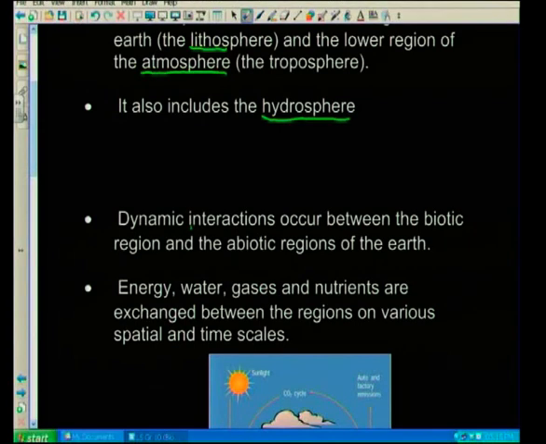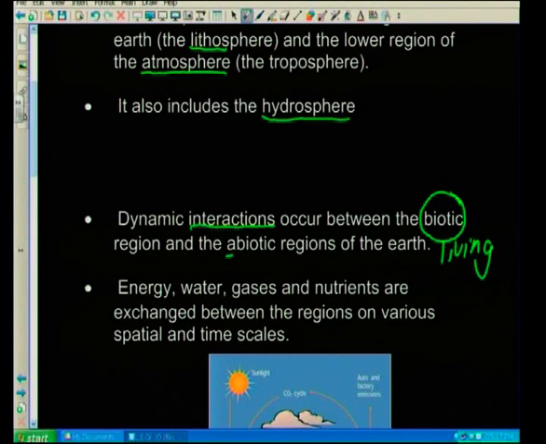Now, all of these, the lithosphere, atmosphere, hydrosphere, form a dynamic interaction between two regions. Maybe these two words you can remember, the word biotic. What does that mean? It means living. So the word biotic refers to all the living organisms on Earth. Think about plants, all our animals, all our tiny little microorganisms that live in the soil. Those are all living or biotic organisms.